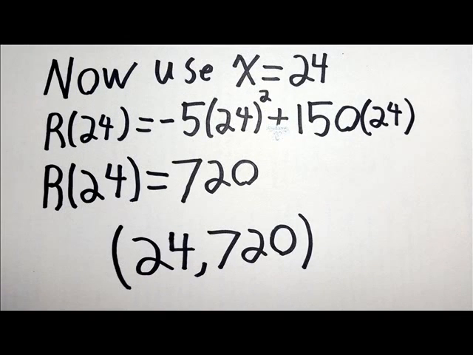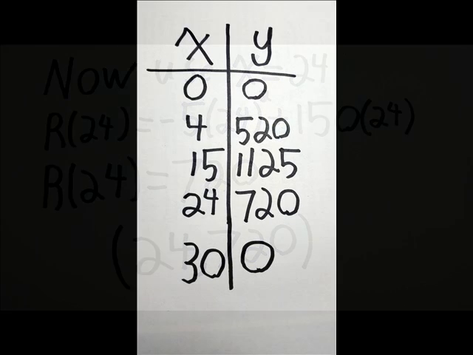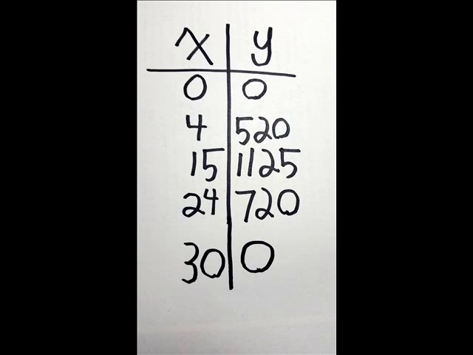Now we're going to use another random point, x equals 24. It's the same steps as last time, so you're going to end up with r of 24 equals 720. This gives you the point of 24 and 720. Great, now we know all our points on the graph. We're going to use 5 points when we're graphing for as best accuracy as we can.